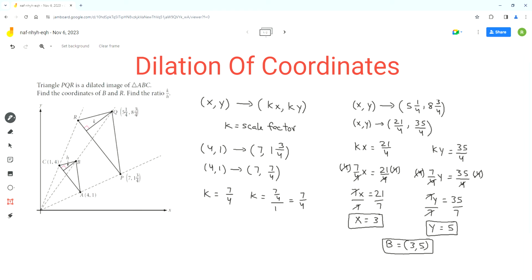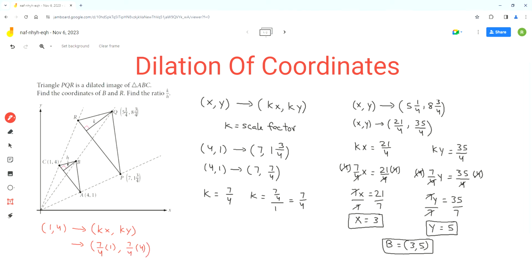Now we can analyze point R. For that I'll use a different color. Point C got dilated to point R, so that means point (1, 4) got dilated to R. For R, we'll use the formula (kx, ky). K is 7 over 4, which we've already calculated for this problem, times the x value, which is 1. For the y coordinate, the k value is 7 over 4 times 4.